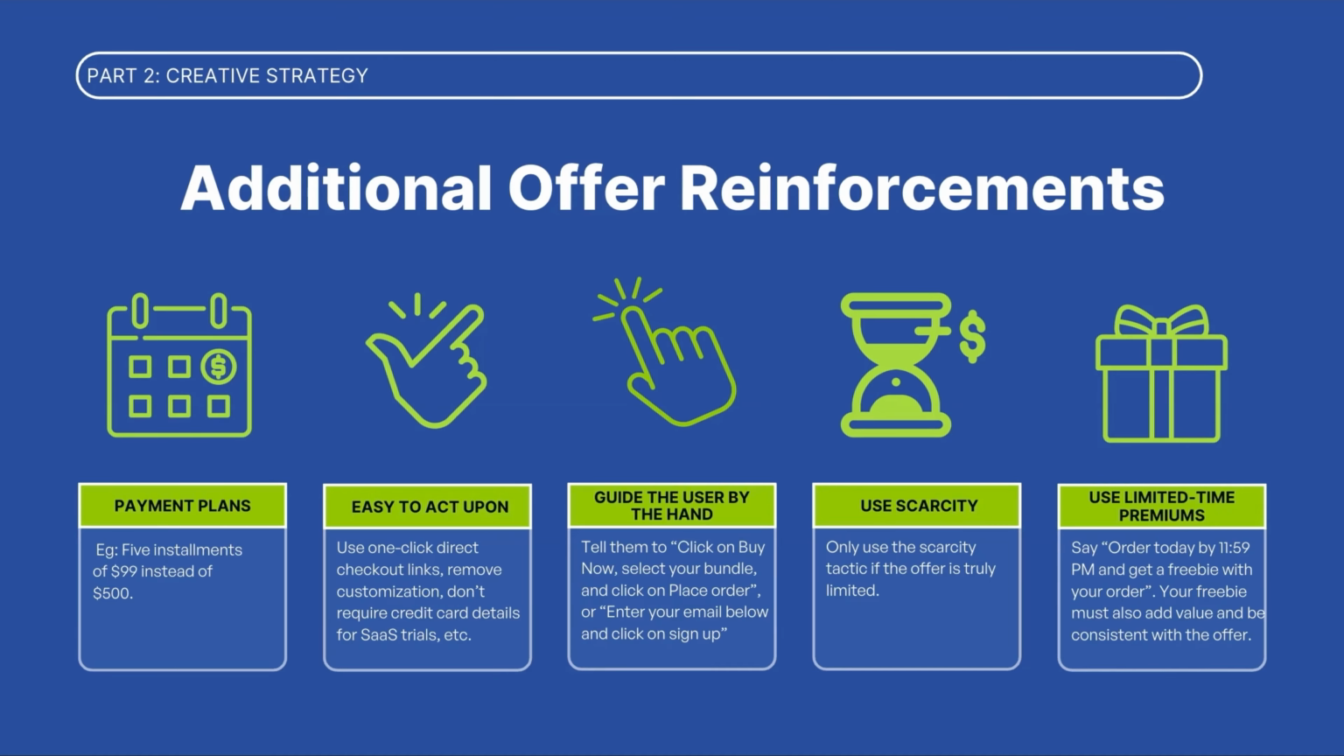Use scarcity, but only if it's true. The scarcity tactic has been so abused that people can smell BS. Only use the scarcity tactic if the offer is limited for real. Use limited time premiums. Say, for example, order today by 11:59 p.m. and get a freebie with your order. Your free item must also add value and be consistent with your offer.